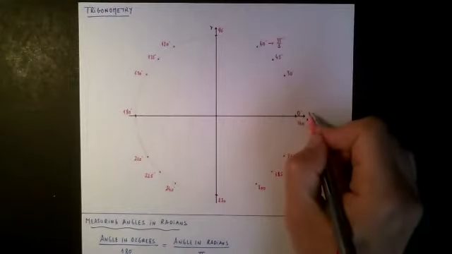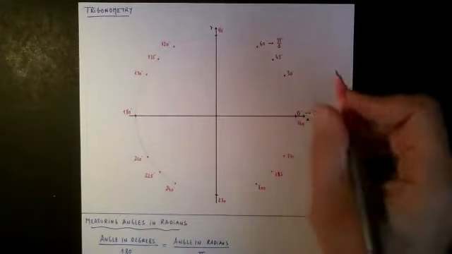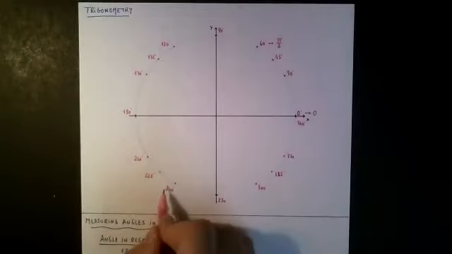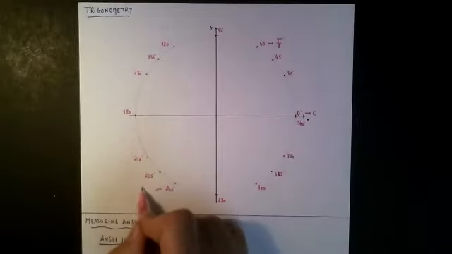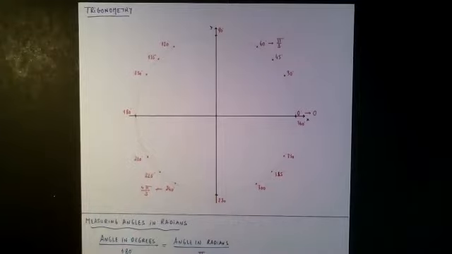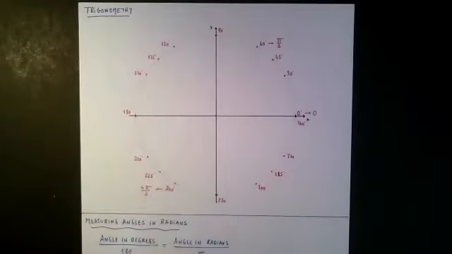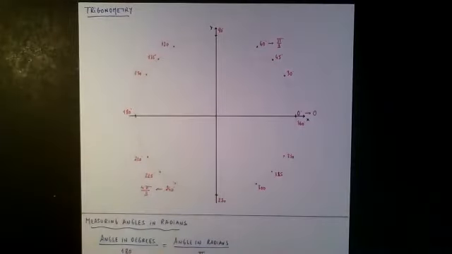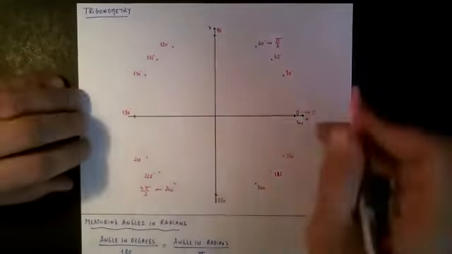Okay, 0 of course will be 0. Okay, so 240 we just found was 4 pi over 3. Okay, and I'm going to fill in the rest. So a very good exercise that you should do, and if you don't know this, is to try to evaluate each of these angles in radians. Okay, so I'll do them for you.